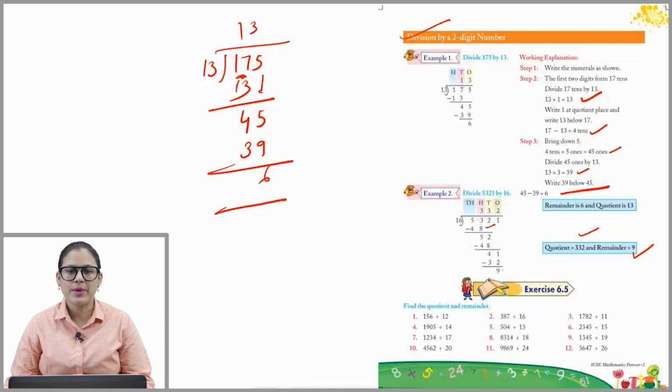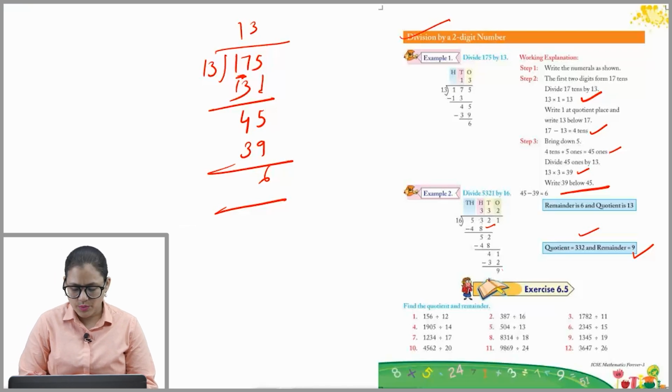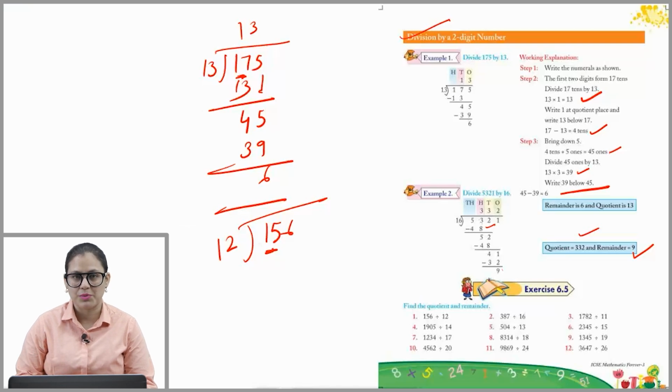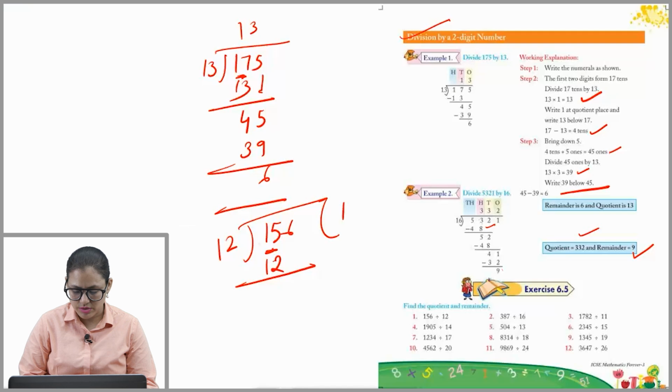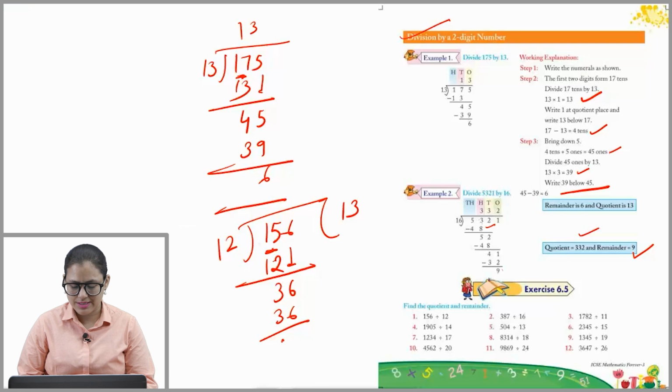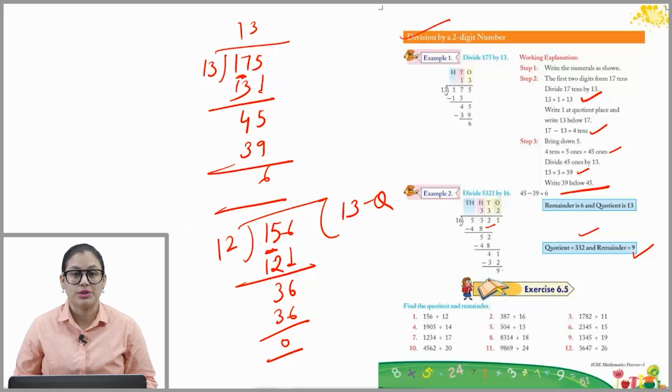Okay. Now let's do exercise 6.5. You have to divide 156 by 12. Okay. So first we'll take these two numbers which are at tens place and hundred place. Okay. So 12 ones are 12. 5 minus 2 is 3. Then bring down 6. 12 threes are 36. 36 minus 36 is 0. Okay. So in this case remainder is 0 and 13 is the quotient.